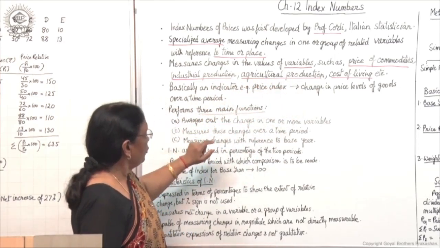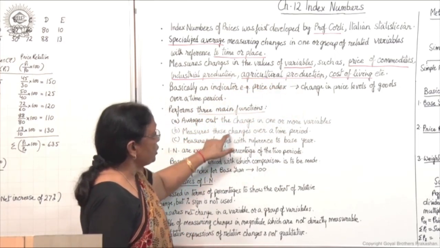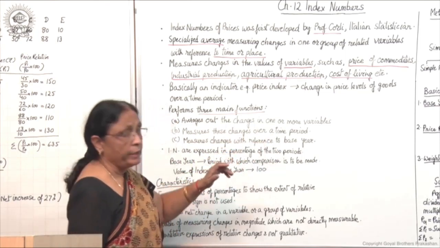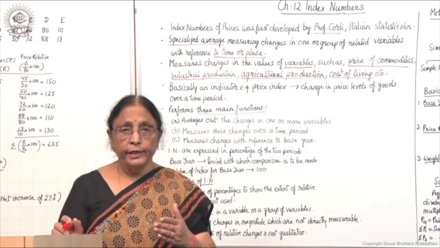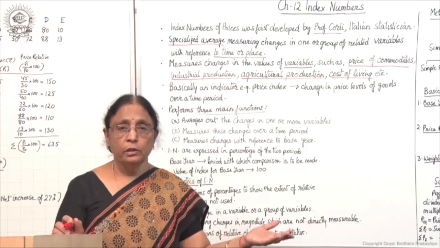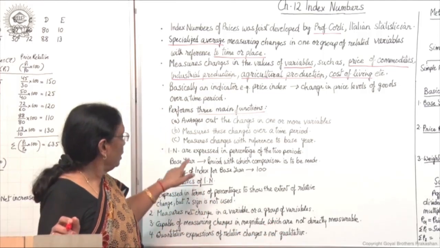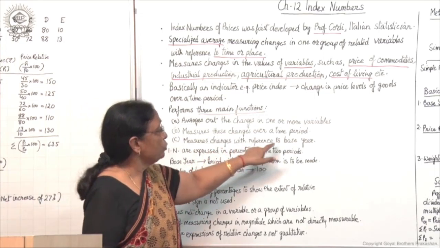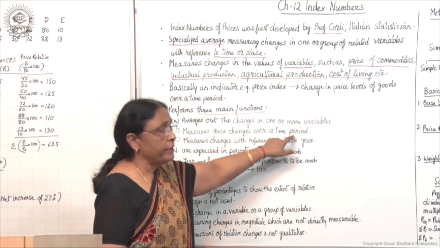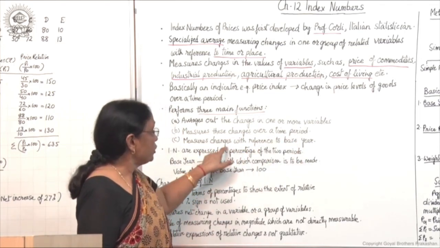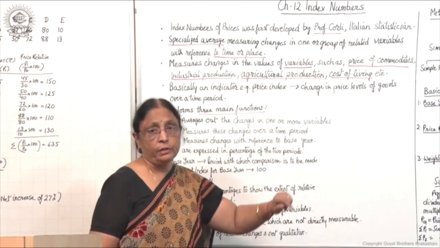So, one or more variables measures these changes over a time period, that means a particular time period is taken into consideration, current year in comparison to the base year. It measures changes with reference to base year. So, it measures changes over a time period, that is current year, and measures changes with reference to base year.